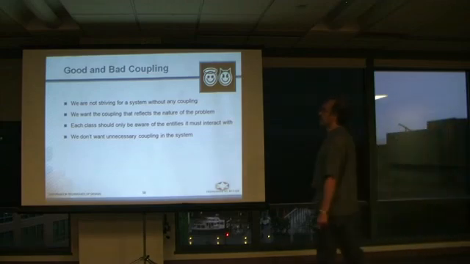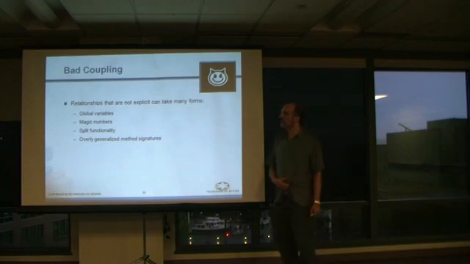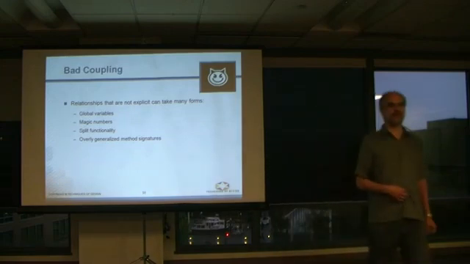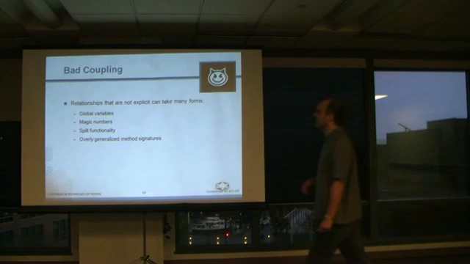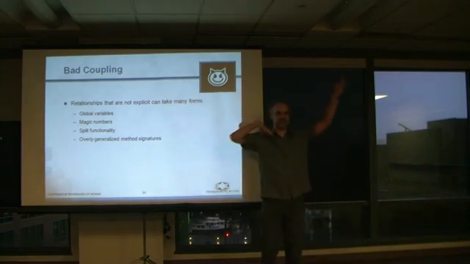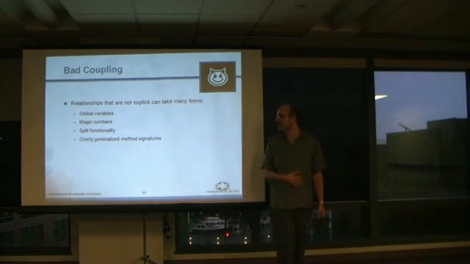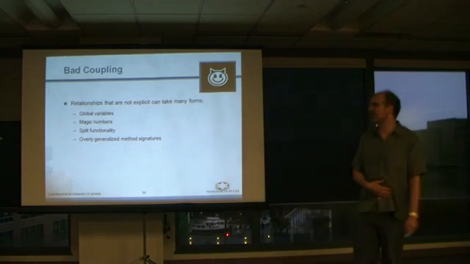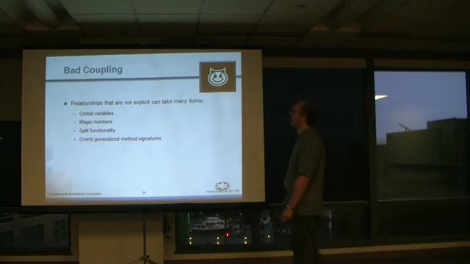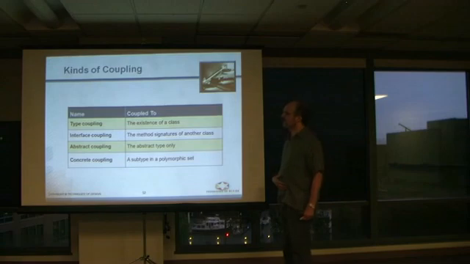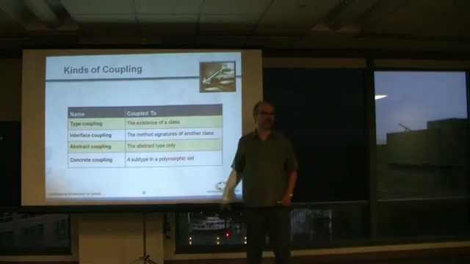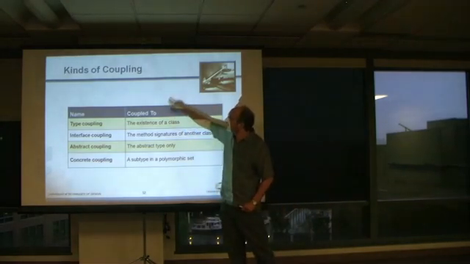Easier said than done in a lot of ways. There are lots of different examples of bad coupling. Perhaps the nastiest is global variables, because you could couple to that anywhere. Certainly magic numbers and split functionality or overly generalized interfaces could create bad coupling. I'll just touch on this really quickly. There are different other kinds of coupling.